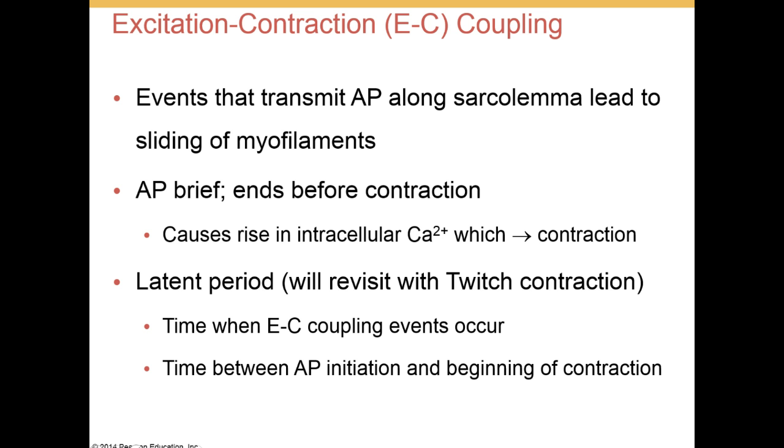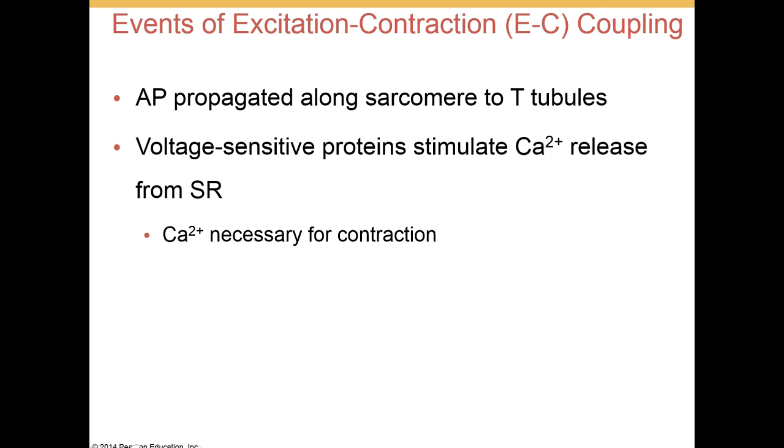It leads to contraction. So this brief period of time before contraction, before you get any force generated, is known as the latent period. And we're going to come back to that when we talk about a single twitch contraction. But this latent period is the time during this excitation contraction coupling, before you get contraction, but what will allow you to have contraction. So it's a time between the beginning of the action potential and the beginning of contraction. This is the time period of excitation-contraction coupling.